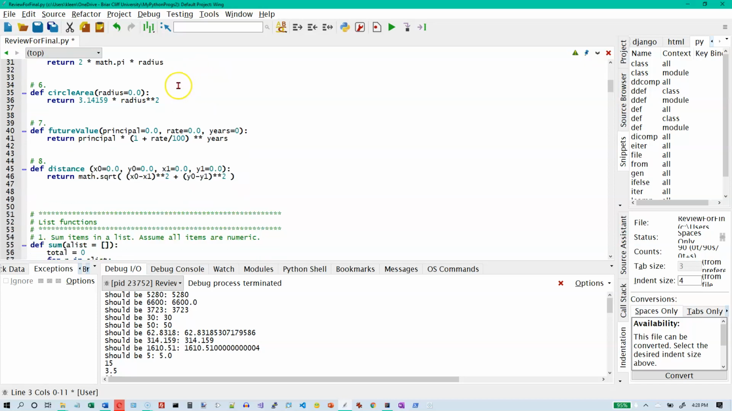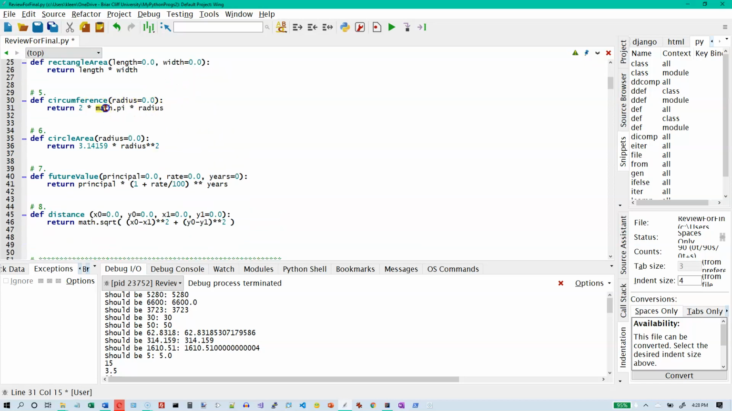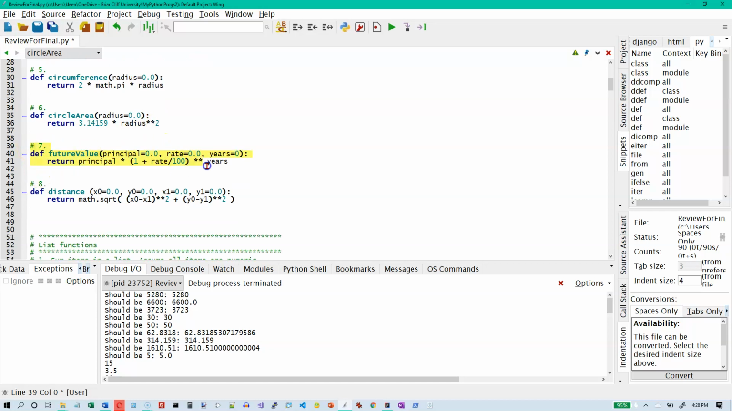So let's go back down here to where we were. On this one, I used pi from the math library, and that has more digits of precision than just the 5 digits that I gave you. Either one is acceptable as far as I'm concerned for this assignment. So we pass in the radius. It's going to be pi times the radius squared. We could have done radius times radius here, but since Python has an exponentiation operator, it's simpler to write it like that. Number 7 was future value.